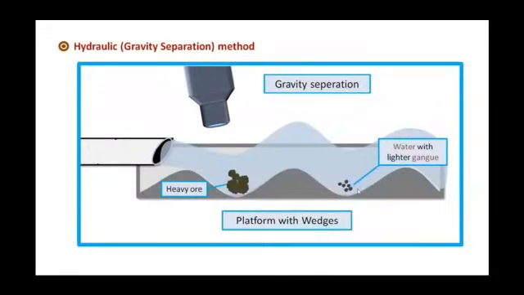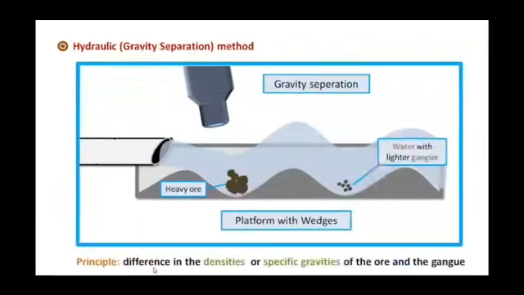Why is it called the gravity separation method? The heavier particles with high specific gravity will settle down and the particles with low specific gravity will be washed away by the water. Because of this reason, it is called the gravity separation method. So the principle of this method is the difference in the densities or specific gravities of the ore and the gangue.